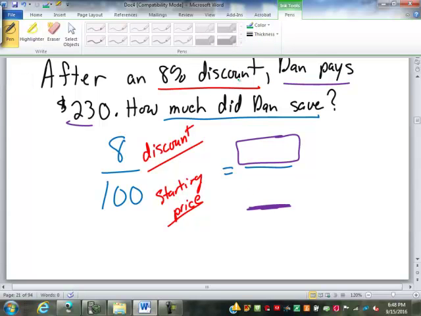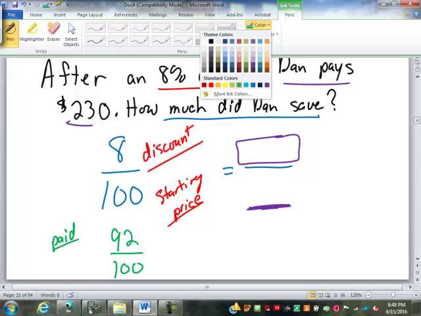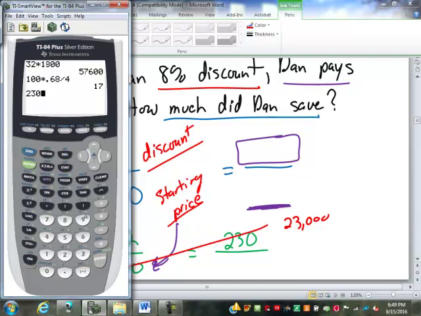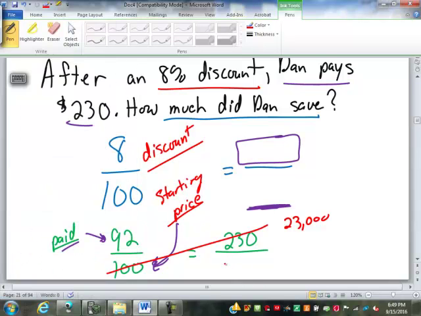Like you said before, I have to look at this and say, hey, the 8% discount means you paid 92%. 100 minus 8 is 92%. That's the amount paid. The 100 is still the starting price. And 230 represents the amount paid. That goes on top. We can cross multiply 100 times 230. 23,000 divided by 92. It's $250. So the original amount was $250.